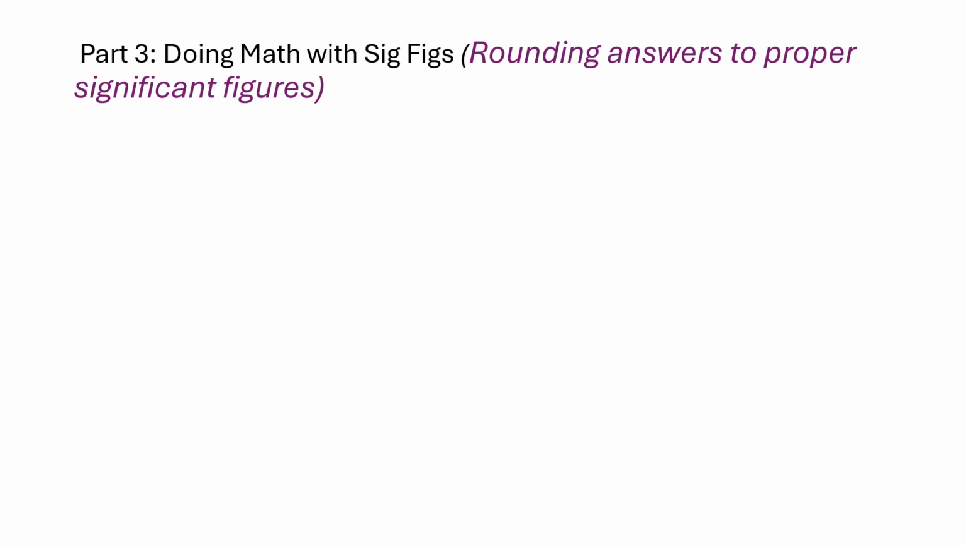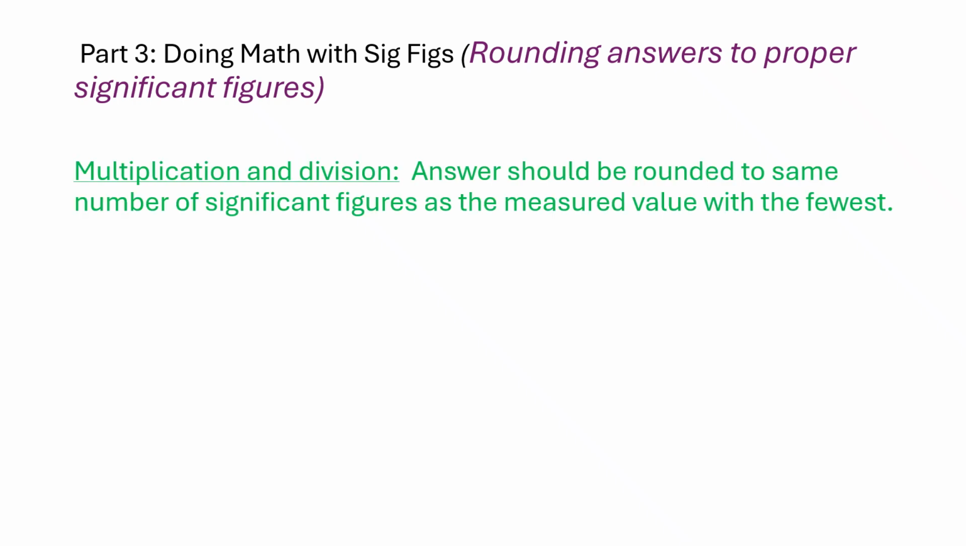So I'm going to go through two different rules. The first one is the one that we're going to use more commonly, and that is going to be the rule for multiplication and division. So go ahead and pause and write down what it says there. Okay, so our rule for multiplication and division is that the answer, the one that the calculator gives us, needs to be rounded to the same number of significant figures as the measured value with the fewest.